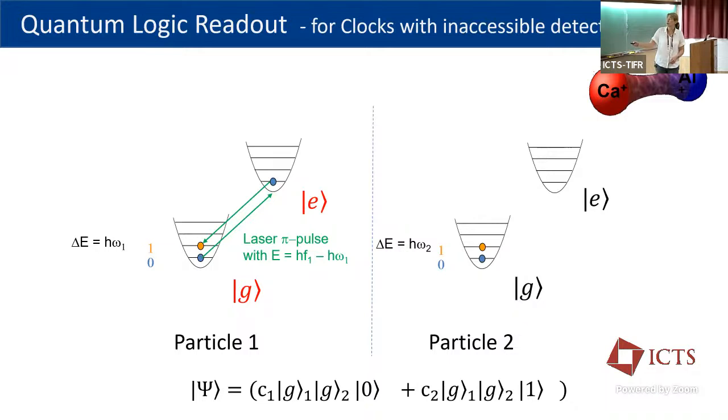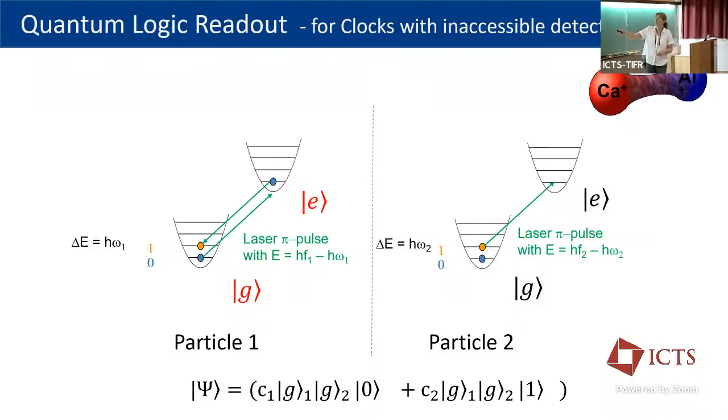And this is now common to the whole quantum system because of this long-range interaction. So this is what the red sideband pulse did. Now we have to read out via the second particle, and we do this again with a pi pulse, a red sideband pulse, exactly like before, but now in the second quantum system. So the energy is diminished by hf2 minus h omega 2.